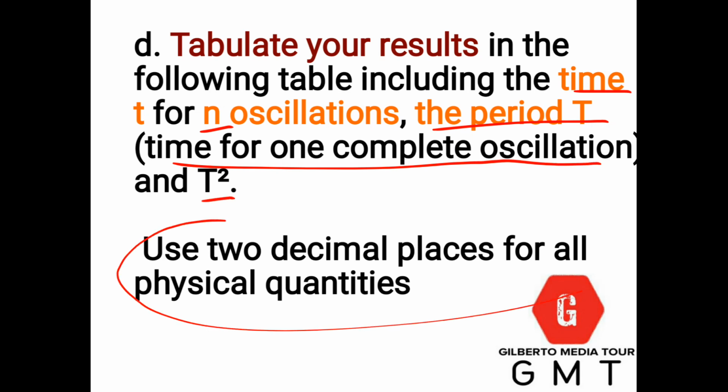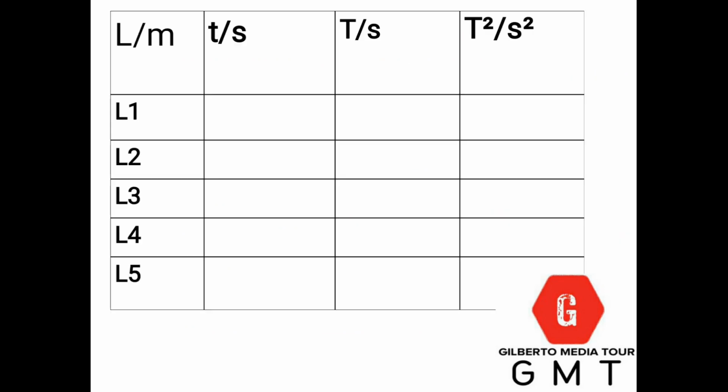For decimal numbers, we need to use two decimal places for all physical quantities. Even 3 decimals can be good, but here we are advised to use 2. So this is the format of the table.